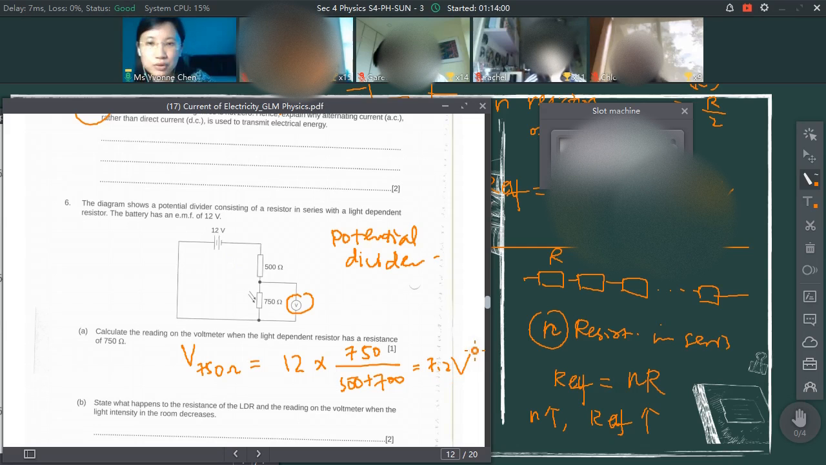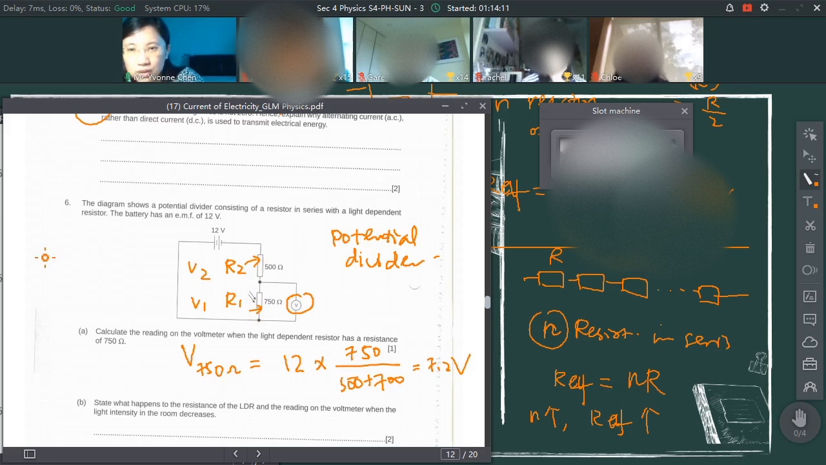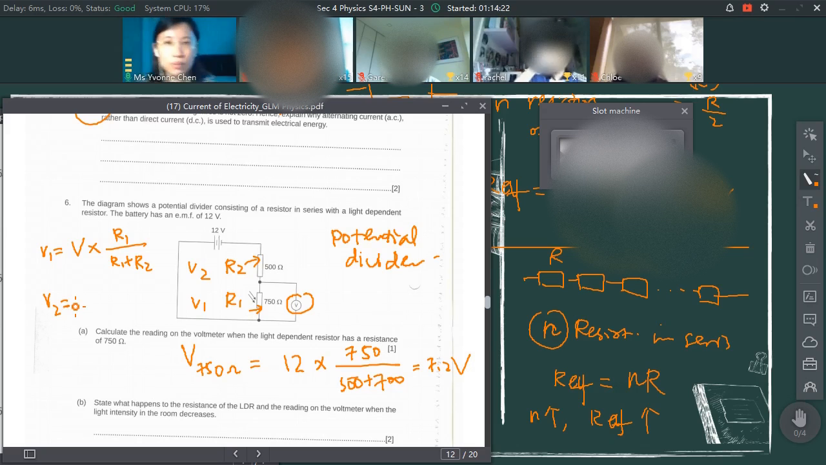So class, this is the potential divider concept. The formula is, I call this R1, this R2, V1, V2. So V1 equals total V times R1 over R1 plus R2. What about V2? I still want you to use the potential divider concept. What's the expression?